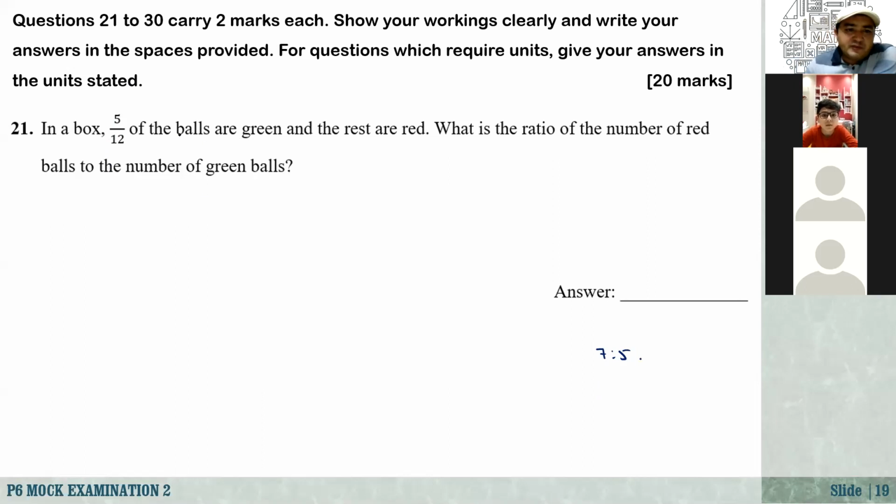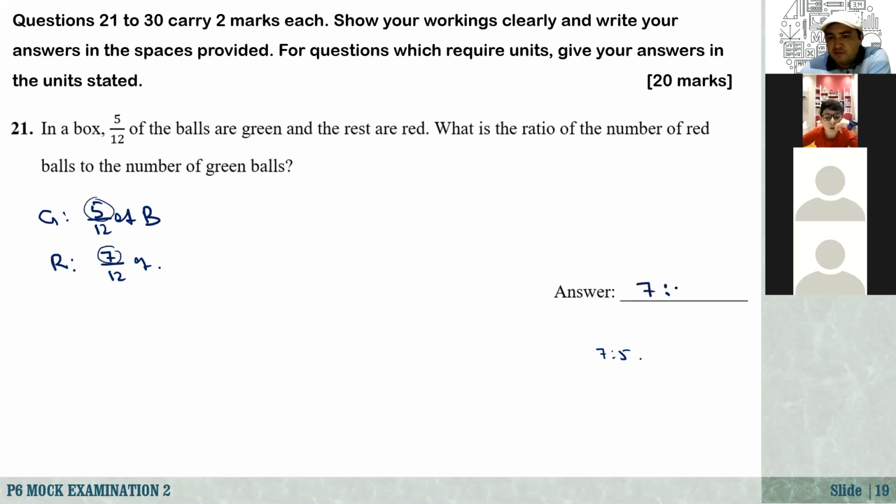In a box, 5/12 of the balls are green and the rest are red. So we are talking 2 different color balls, right? Green and red. It says that 5/12 of the balls are green. 5 over 12. And the rest are red means it is 7 over 12, right? So what is the ratio of the number of red balls to the number of green balls? Here we have 7 units, right? This one 5 units. So that is 7 to 5.